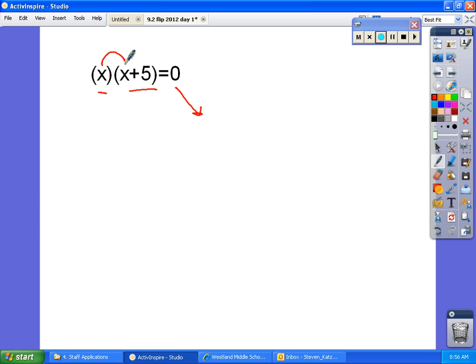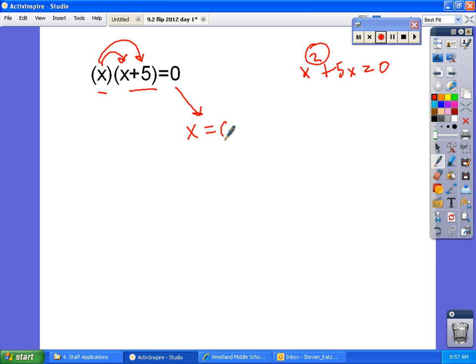I don't want to multiply this x through, because if I multiply this x and distribute, I get x squared plus 5x equals 0. Well, I can't solve this because I have a quadratic, and the only way you can solve this is by factoring. Well, now, I've already done this for you. It's x times x plus 5 equals 0.